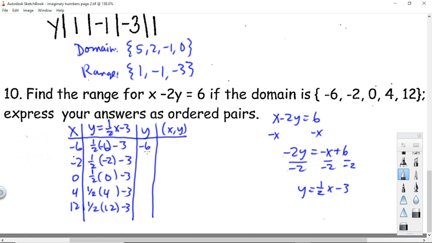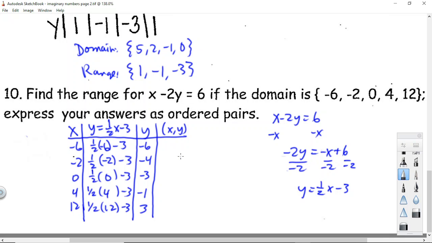Okay, so the others will go quicker. 1/2 times negative 2, that's negative 1. Minus 3 is negative 4. The next one is negative 3. The next one is 1/2 times 4. That's positive 2. 2 minus 3 is negative 1. And the next one is 1/2 times 12. That's 6. Minus 3 is 3.